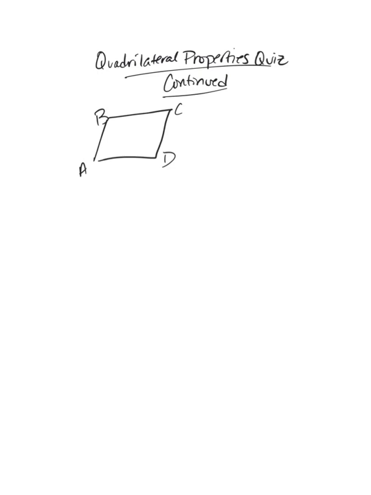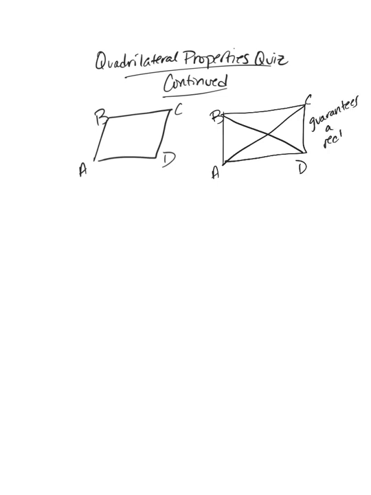So the first choice was the diagonals are congruent. Well, if the diagonals are congruent, that will force the parallelogram to straighten out, and it will only guarantee that it's a rectangle. We want to guarantee that it's a rhombus. So this guarantees a rectangle if the diagonals are congruent.